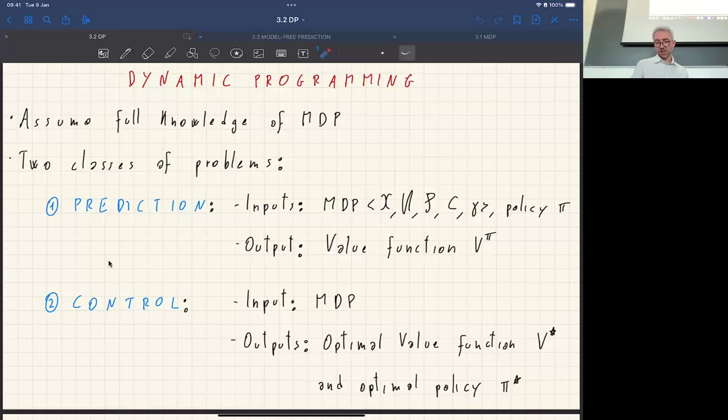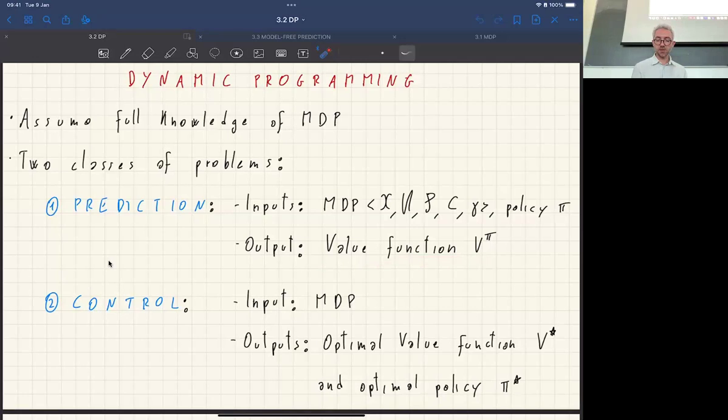In dynamic programming, there are two classes of problems that can be solved: the prediction problems and the control problems. Actually, the main reason we go through the prediction problems is that that's instrumental then for solving the control problems. So the prediction problem is you're given a Markov decision process and a policy, which is fixed, and you want to compute the value function associated to that policy. This is a simpler problem.